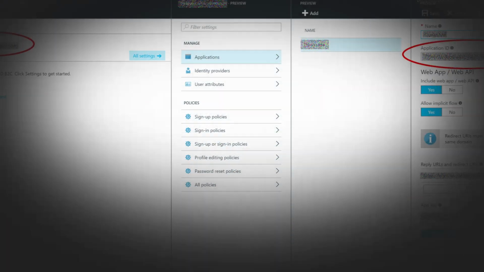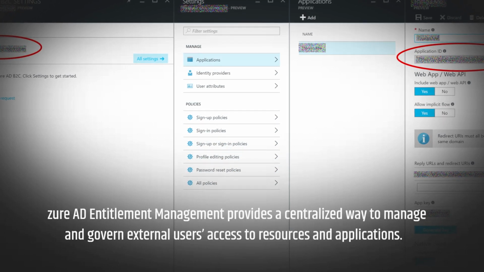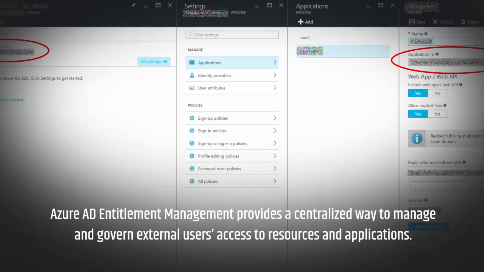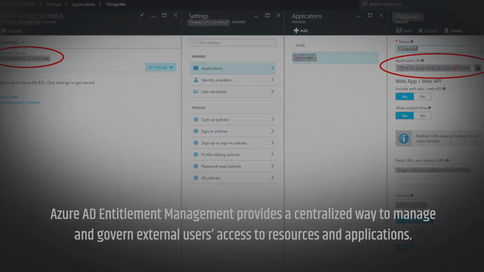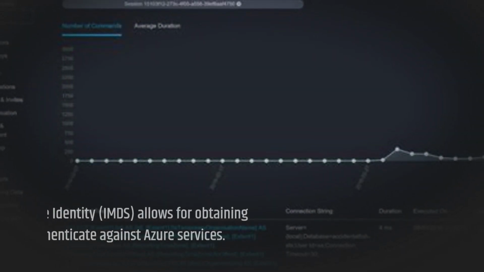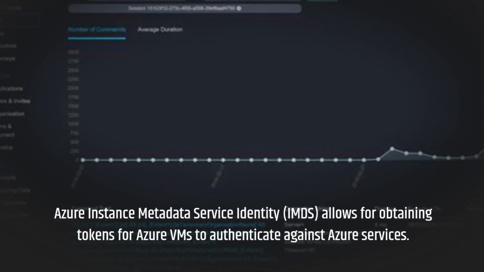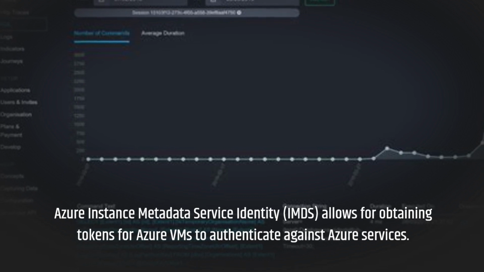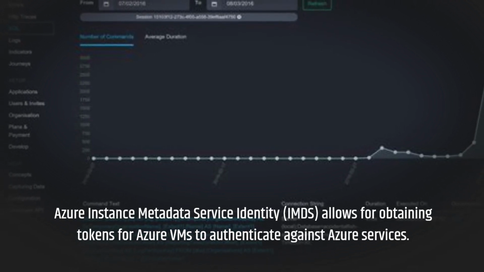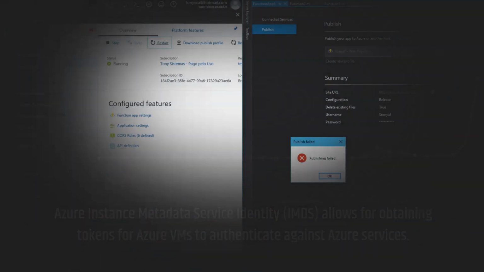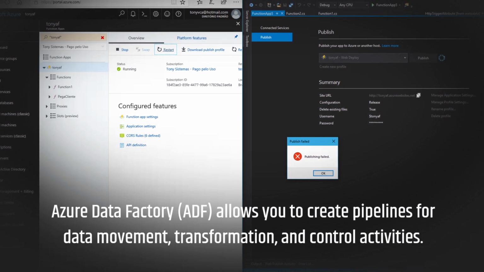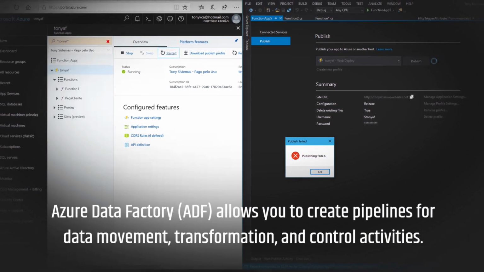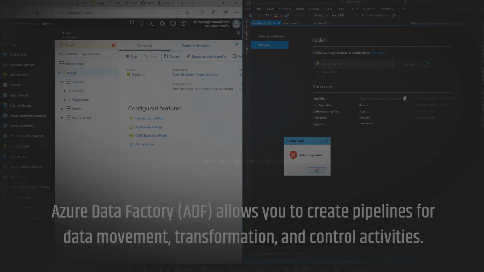Azure AD Entitlement Management provides a centralized way to manage and govern external users' access to resources and applications. Azure Instance Metadata Service Identity, IMDS, allows for obtaining tokens for Azure VMs to authenticate against Azure services. Azure Data Factory, ADF, allows you to create pipelines for data movement, transformation, and control activities.